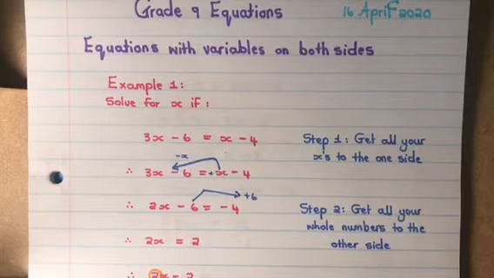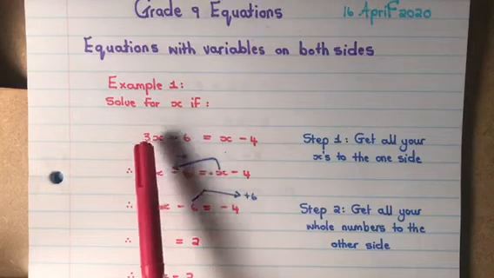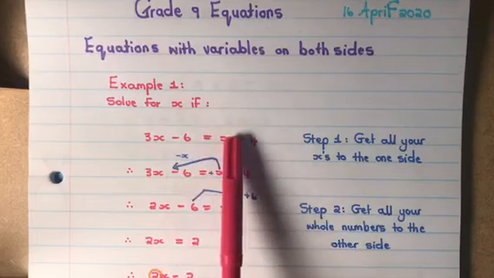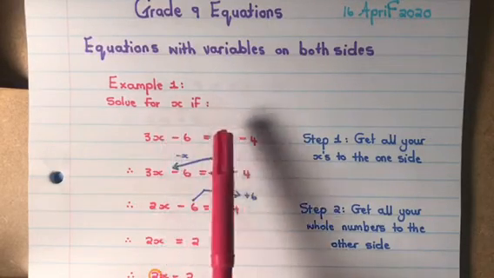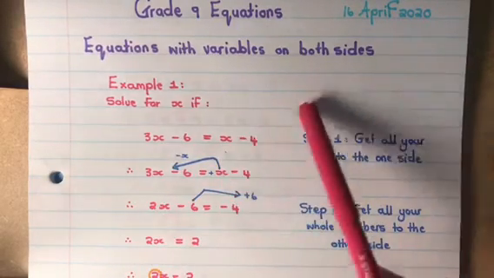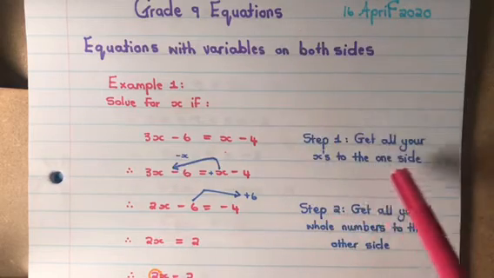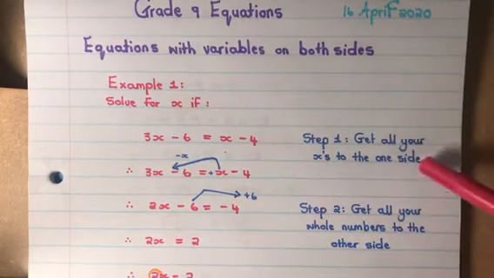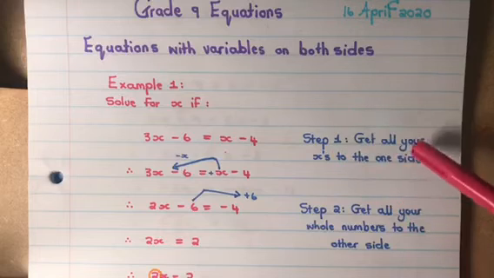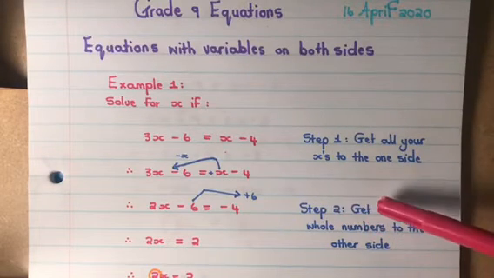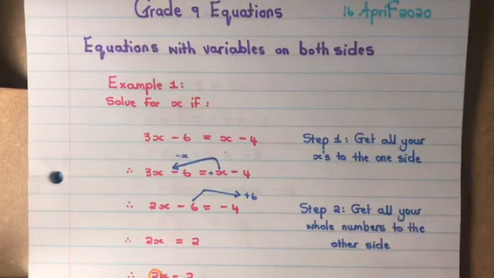So let's have a look at example 1. Solve for x if 3x minus 6 is equal to x minus 4. As you can see, we've got an x on both sides. We've got a variable on both sides. So what we do in this case is, I wrote the steps out here. Step 1 is get all your x's, all your variables, on the one side. And step 2 is get all your whole numbers on the other side.